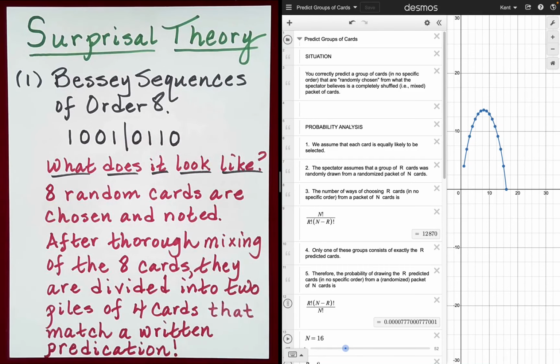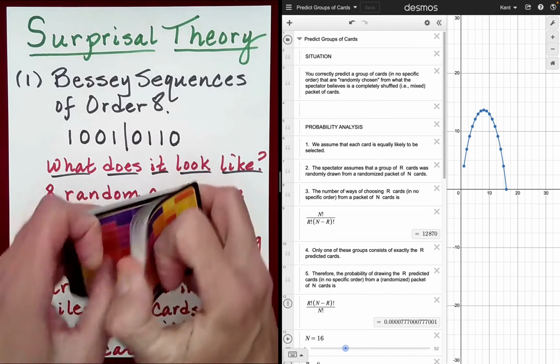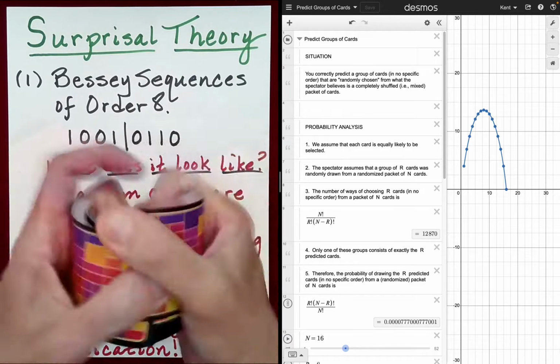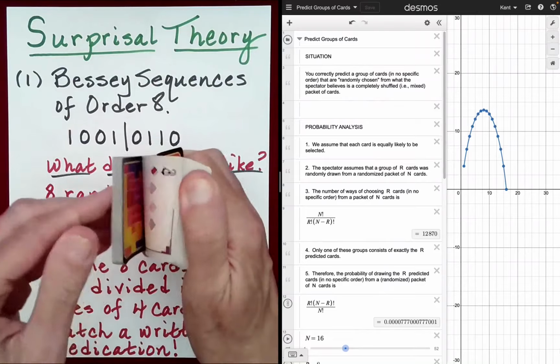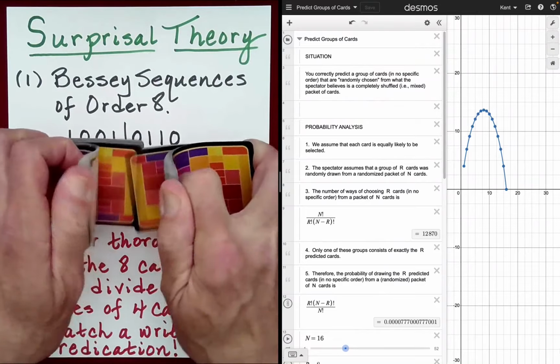So what does it look like? 8 random cards are chosen. After thorough mixing of the 8 cards, they are divided into 2 piles of 4 cards that match a written prediction. Let me just show you what it would look like. The idea is that you would start with 8 random cards in this particular rendition of a performance using Bessey sequences. And the spectator is free to mix the cards as much as they like.